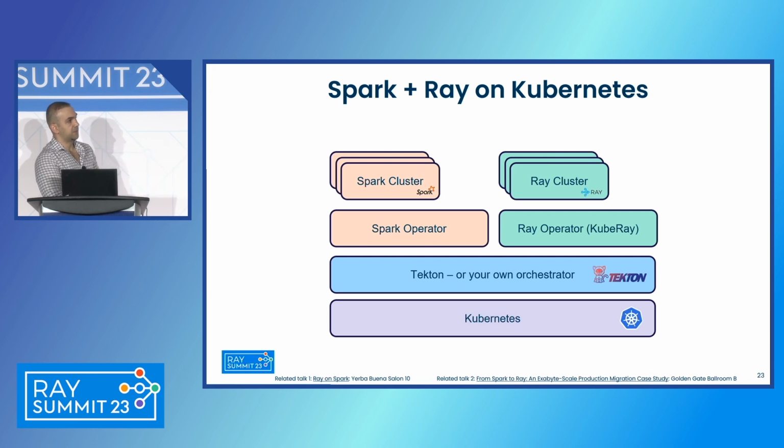So if we take that view and flatten it out, you might be using, on top of Kubernetes, some orchestration, like Tekton for a pipeline or your own orchestrator. And then you could be spinning up a Spark cluster using the Spark operator, process the data, and then save it. And then after that, you use KubeRay to spin up a Ray cluster, and then process the data there.